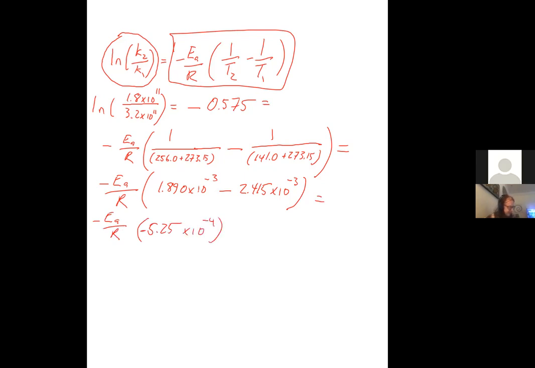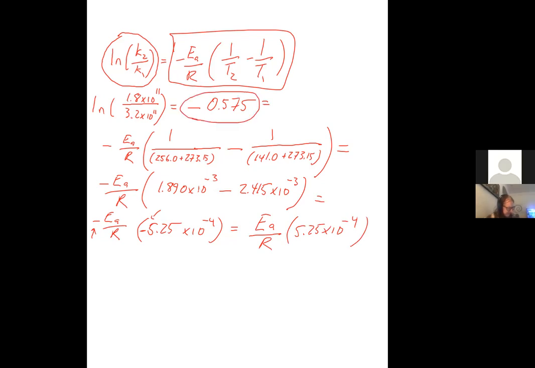Okay. Now notice, if you have a minus here and you have a minus there, you can just cancel them. So this is the same as E sub A over R times plus 5.25 times 10 to the minus 4, right? Minus a minus, you have two minuses in there, okay? So now let's do this. We already did this way back here, don't forget that.